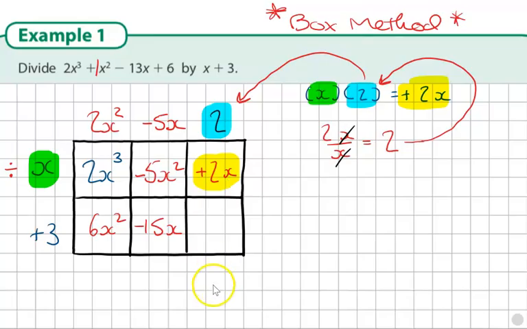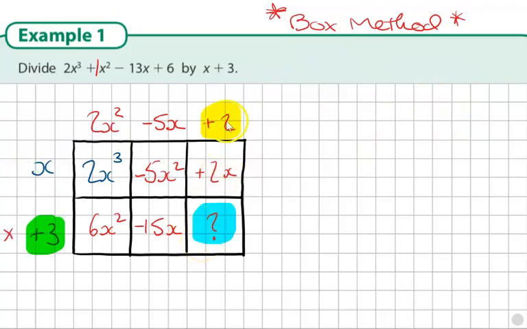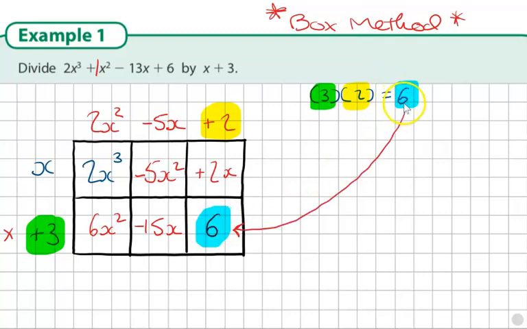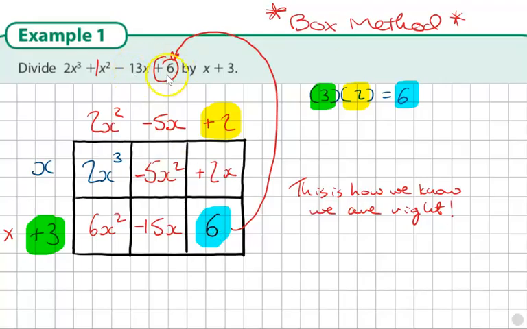So we move down again, and now we are doing our multiplying. So we've done our division, now we're doing our multiplying. So 2 multiplied by 3 gives us what? 3 multiplied by 2 gives us 6. So 6 goes into the last box. And that's exactly what we wanted, because we know we are correct, because 6 is our final term. So this is how we know we're right, because we got back to the start.